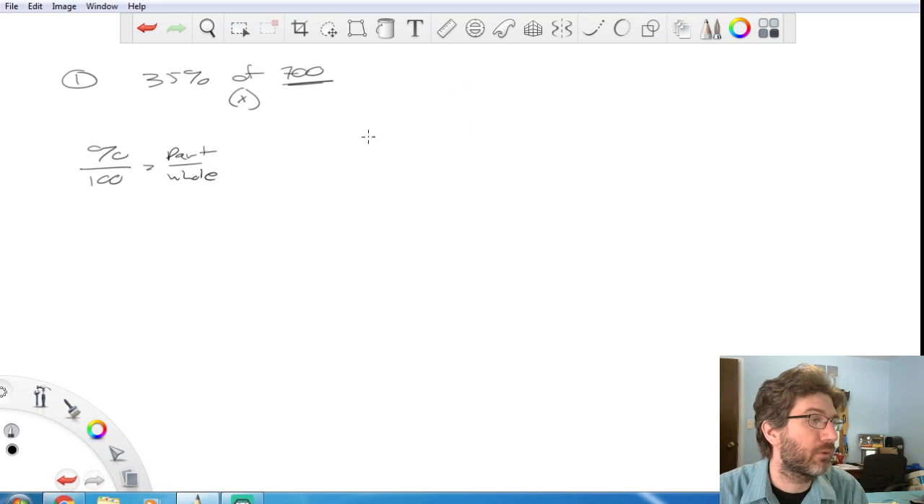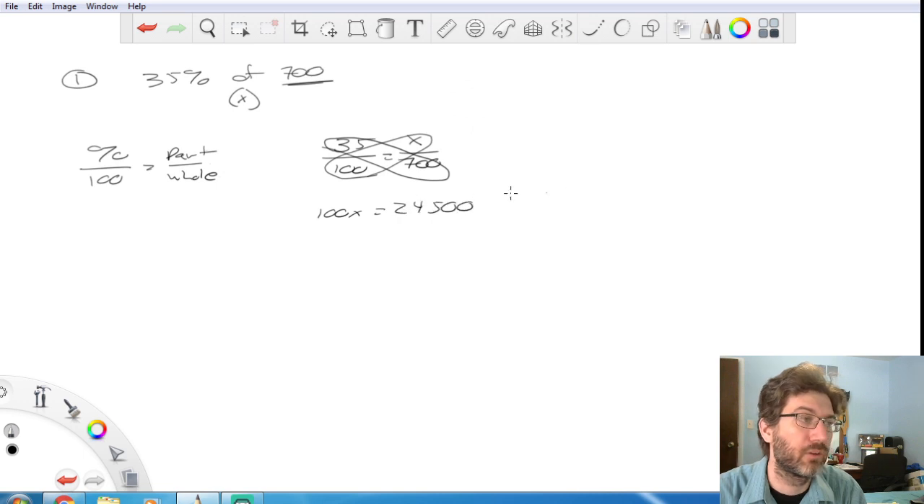But again, you can do it this way. So you have 35 over 100 equals x over 700. And then you solve, right? 100 times x gives you 100x. 35 times 75 gives you 204,500.